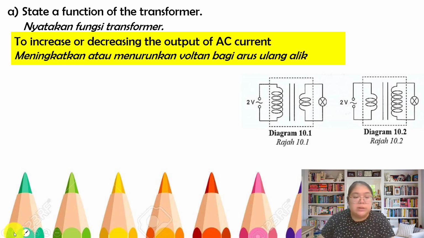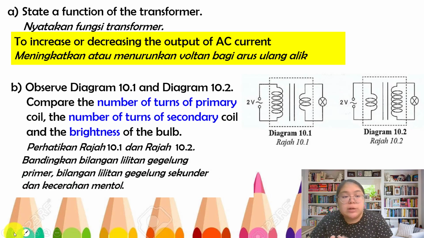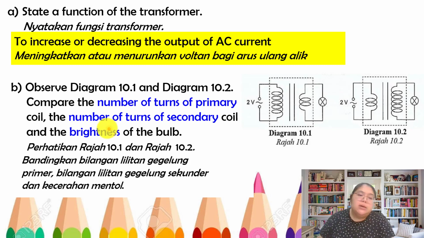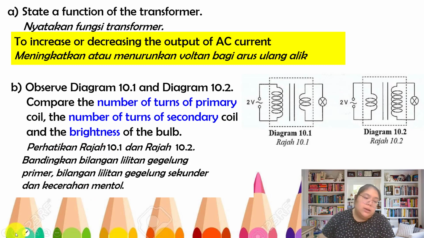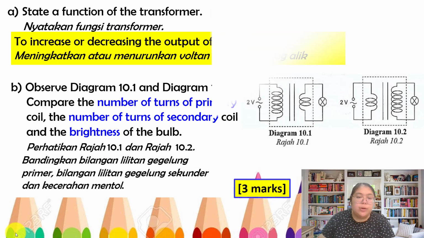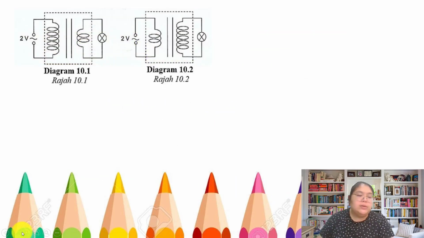Okay, let's see the comparison question. This question is a little better because they separate the parts and never combine them all together. First, they want you to compare the number of turns for the primary only. The second, compare the number of turns of the secondary. And the third, compare the brightness. So this is 3 marks for the comparison question. Now we are going to see how to answer. First we compare the primary.